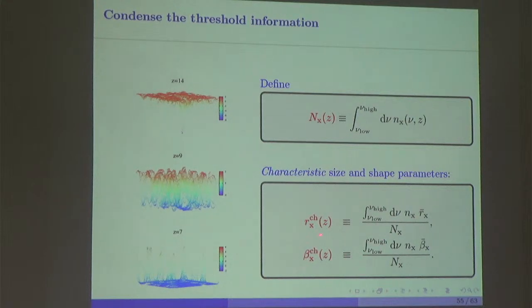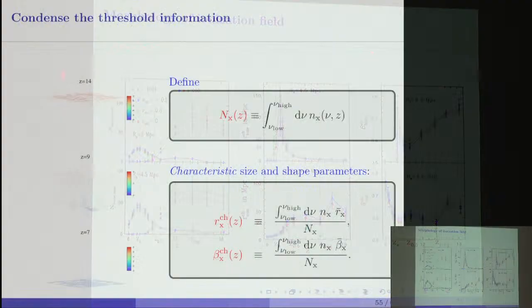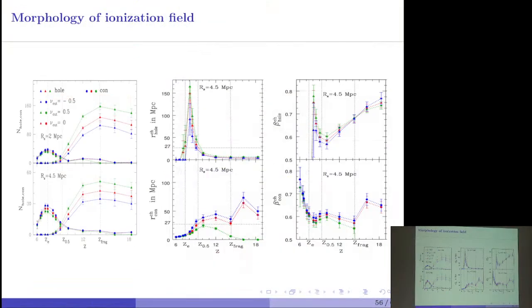Similarly, for the size and the beta, we are averaging it out. Okay, now that for each of the statistics we have condensed the threshold information, so we have one number for every redshift. Now we can look at different redshifts. As a function of redshift, we can plot and look how it is evolving, and we can connect with the physics that is happening.